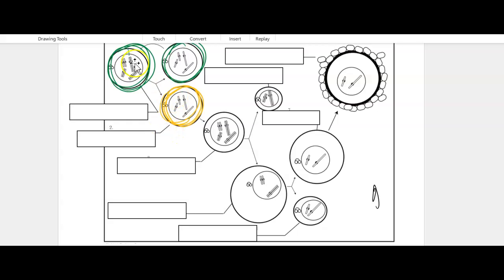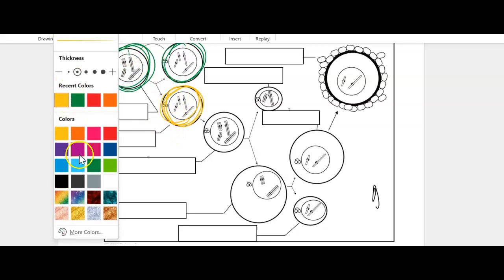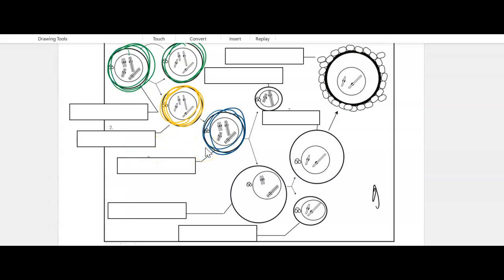they're going to become primary oocytes. So that's going to be the next stage here. This is going to be a primary oocyte. Now, during oogenesis, primary oocytes go through meiosis 1. So I'm just going to put a 1 here for that first stage of meiosis. But something very different happens than it does during spermatogenesis.